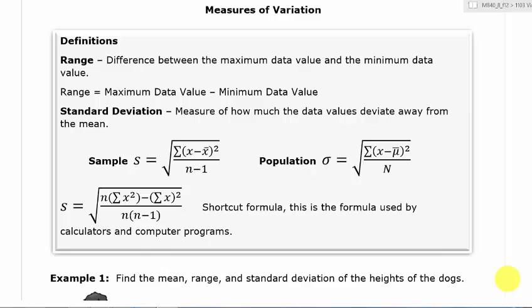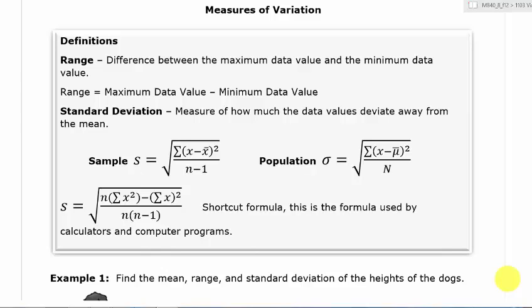The other one is the standard deviation, and this is a measure of how far all of our data values are from our mean. And so to calculate a sample standard deviation, the first thing you're going to want to do is take all of your data values and subtract from them the mean, x bar. And then you're going to square that.